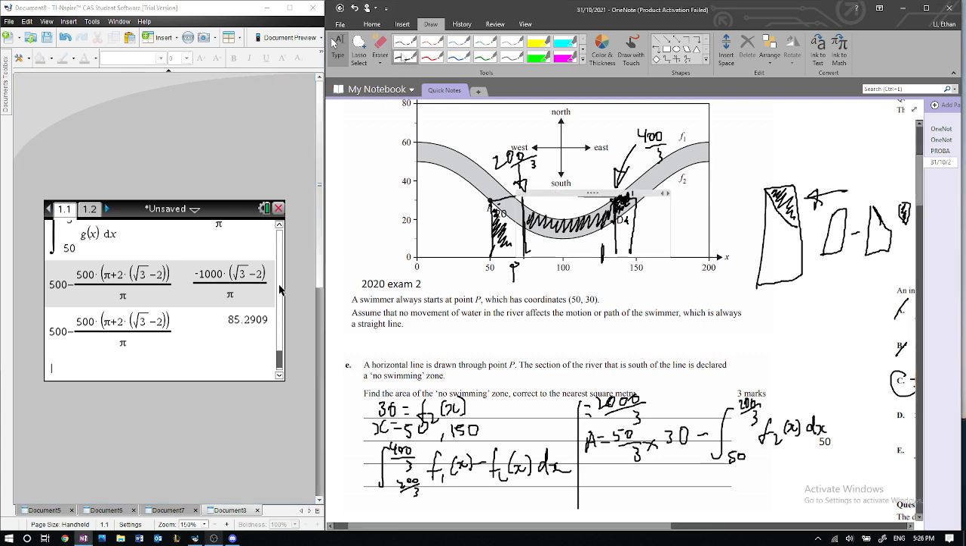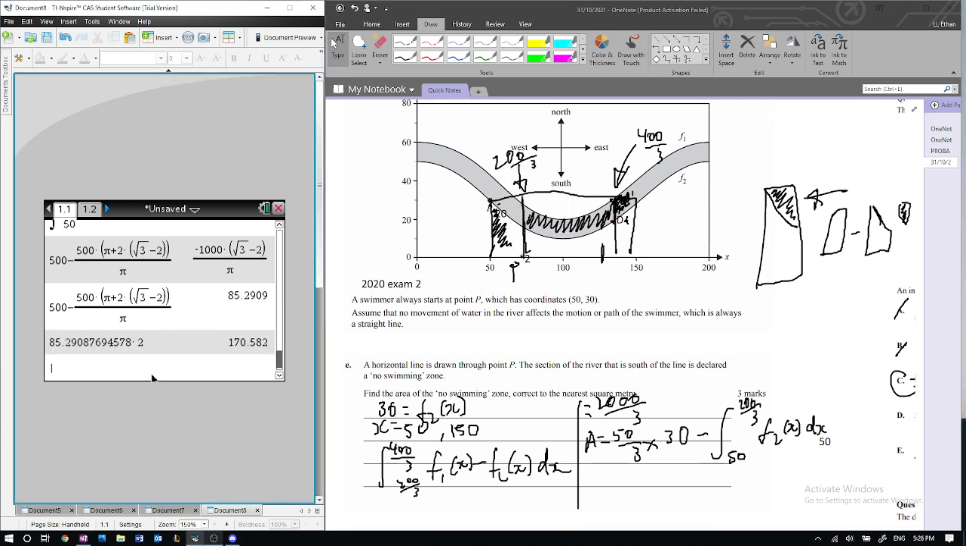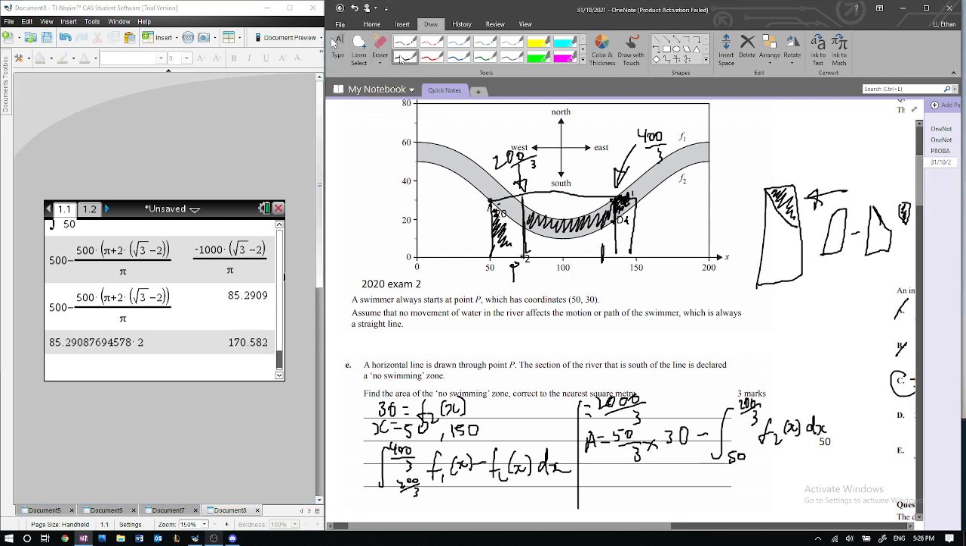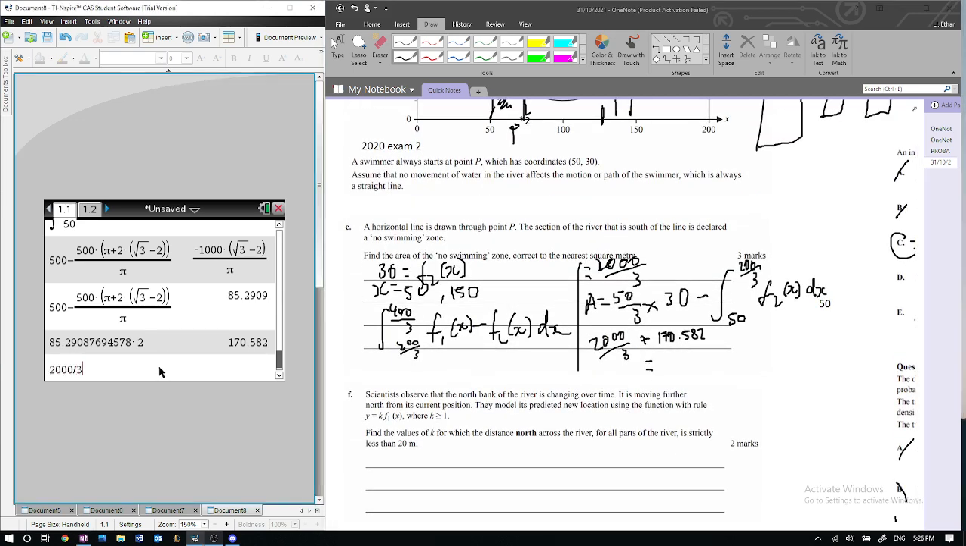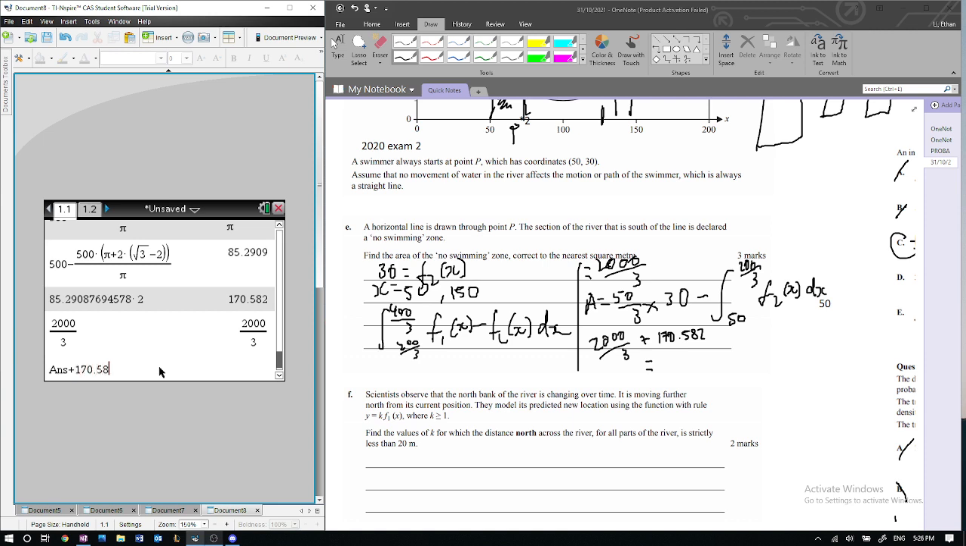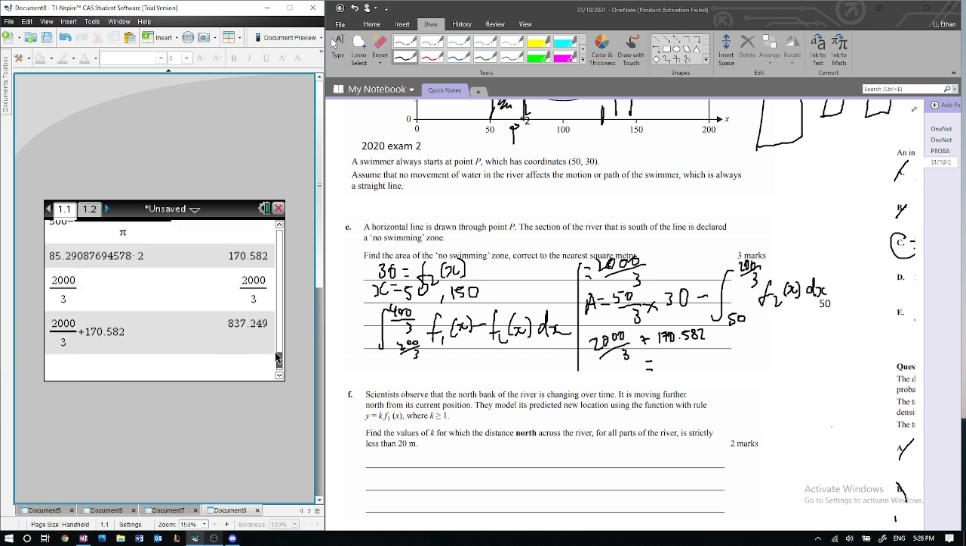But remember, you're still not done yet because you remember the scope of the question. You just found the bit for this one. So to get the bit of both of them, you times it by 2. So you get 170.5. And then the total area is just the area you calculated before plus the thing you just did. Then do that on the calculator. It asks for it in decimals. So 837.2, to the nearest square meter is 837.